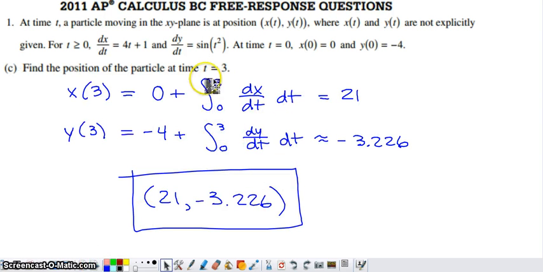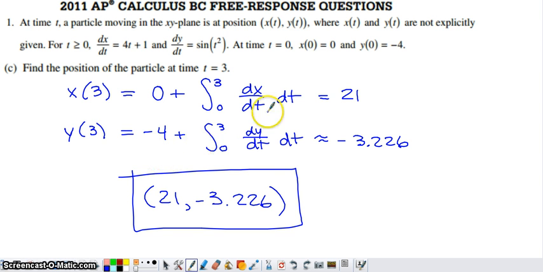Part C wants us to find the position of the particle at time t equals 3. So what we start with is the initial x coordinate of the object's position, and that's 0. So the initial x coordinate is 0, and then I'm going to add to that how much the x coordinate has changed from 0 to 3 by integrating the rate of change of the x coordinate of the object, integrating the derivative of the x coordinate of the object with respect to time. And this is something you can definitely toss into the calculator, and then you get a value of 21 for the x coordinate of the object at t equals 3.